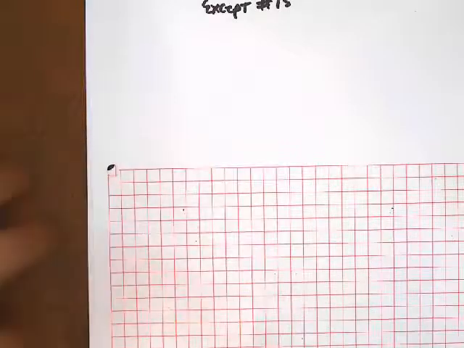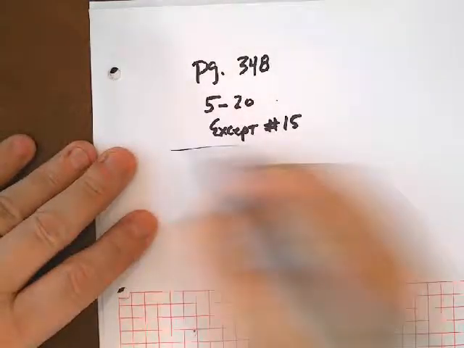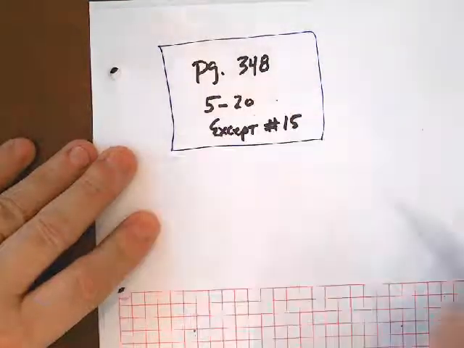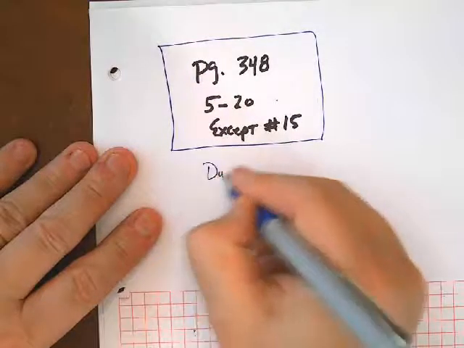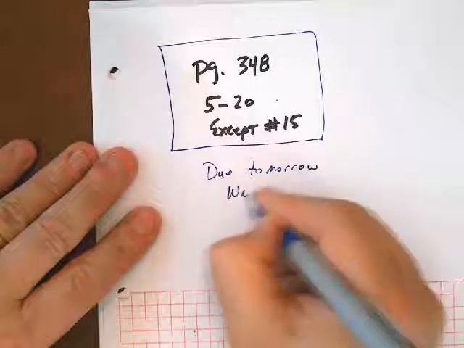Those are the relationships, and here's your assignment. 5 through 20, page 348, except for number 15. That's it. Due tomorrow. Today's Tuesday, so due Wednesday at midnight.